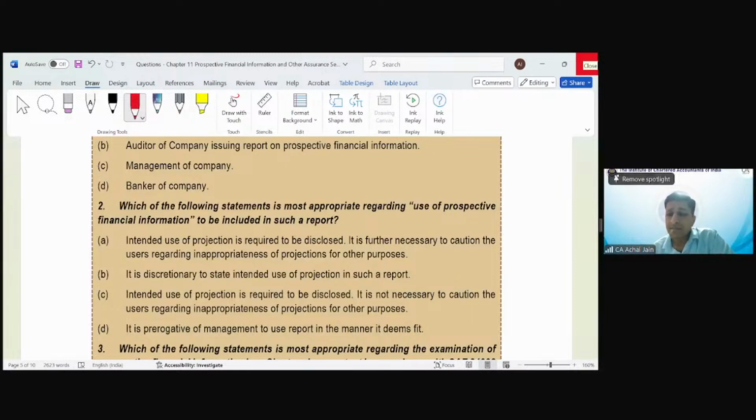Sir, I need one clarification. What is option D? It is the prerogative of management to use the report in the manner it deems fit. What does it mean, sir? It means it's up to the management, the way they want to use this report. Oh, okay. That's up to the management. That's what it wants to say. No, that is not appropriate. Sir, option A is correct, sir.